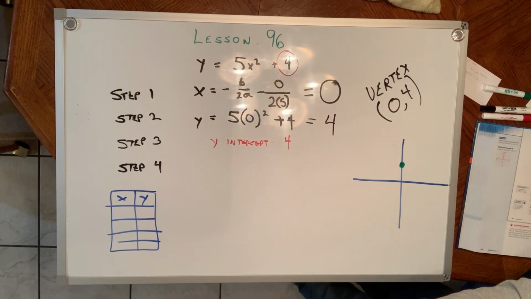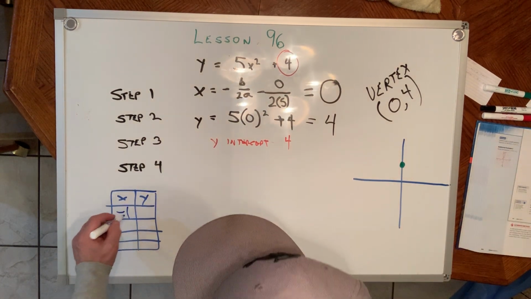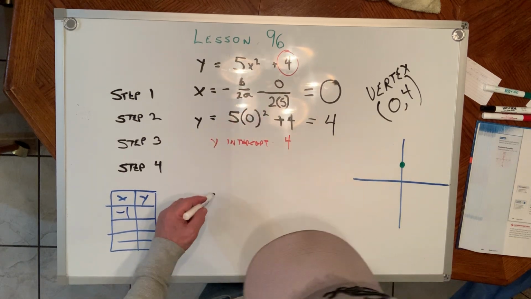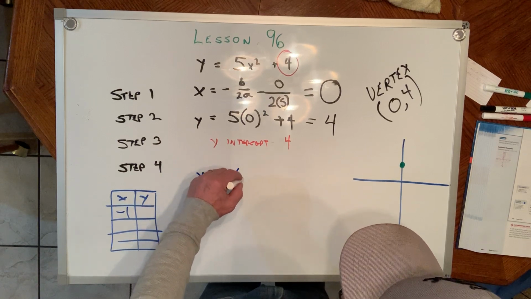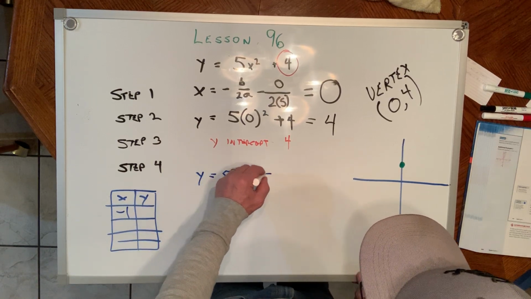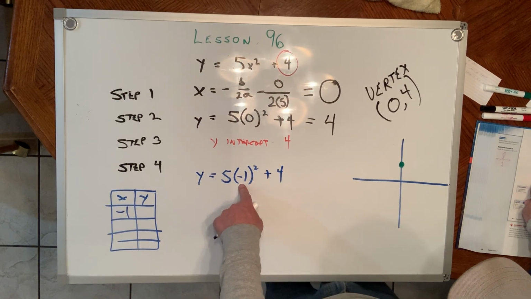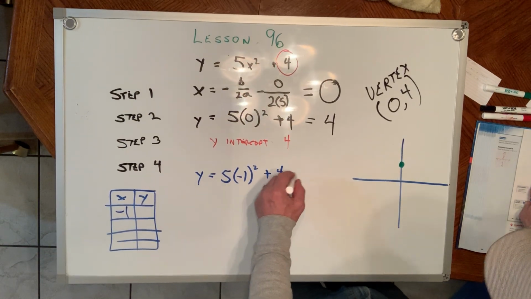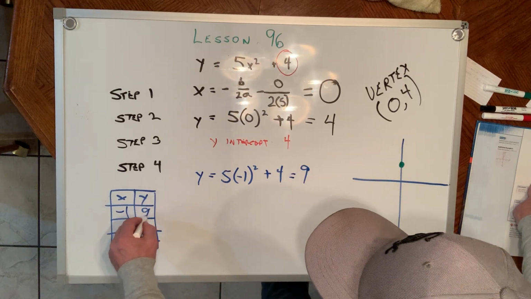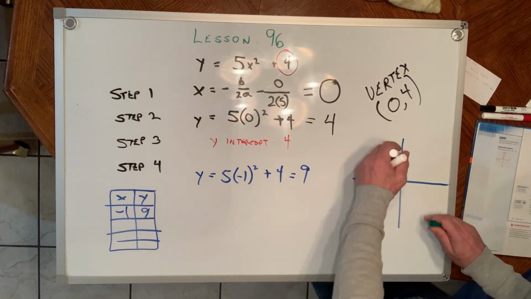Just following what they did in the book here, they once again decided to choose -1 for x and then plugged it into this equation. So we get y is equal to 5 times -1 squared plus 4. That's -1 times -1 is +1, times 5 is 5, plus 4 is equal to 9. So plug that in right there. And we go -1, 9.